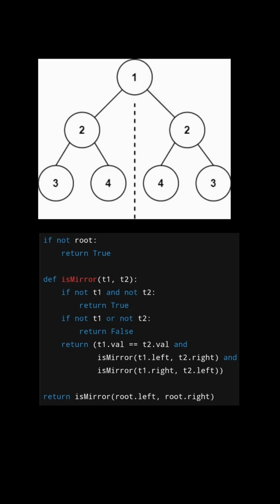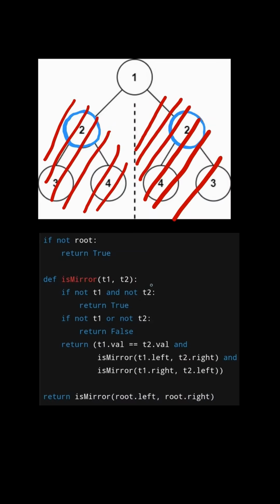Consider the code below. We have a recursive function where we initially pass in the left subtree t1 and the right subtree t2. Now let's assume, for example, both the left subtree and right subtree were null. In this case, we would return true because it's already a mirror reflection of itself.